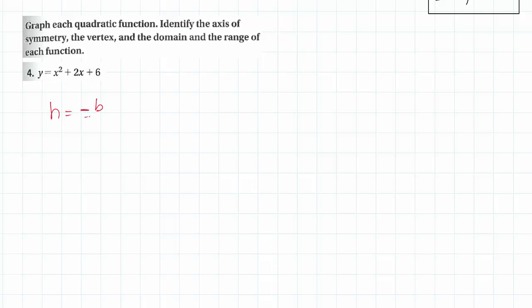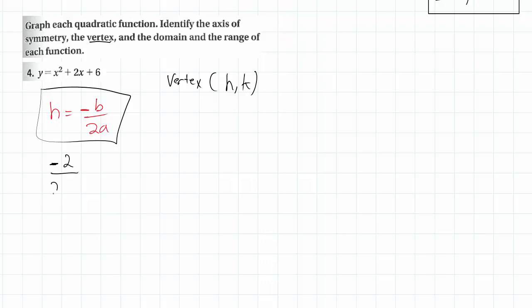For this next one, it's in standard form. It's a lot harder to graph, at least without the aid of a calculator, so I'm going to use my little trick of -b/2a, which is the x coordinate of the vertex, or the h, if you want to refer to it that way. So I can find the x coordinate of my vertex using -b/2a. I simplify that, and I get -1.